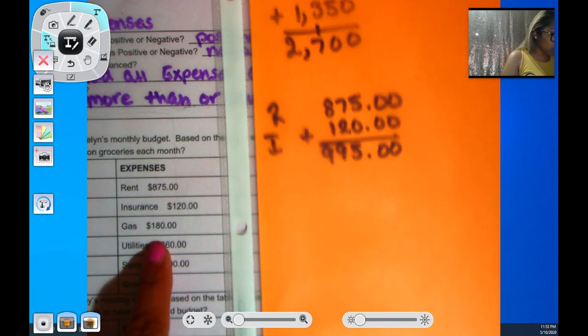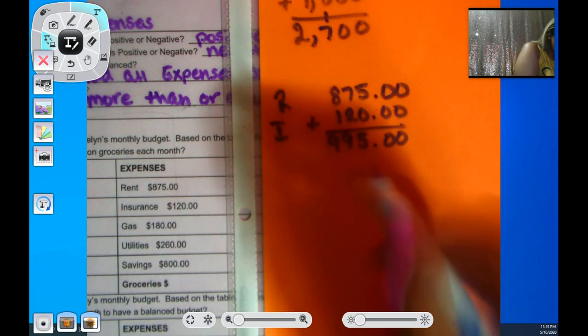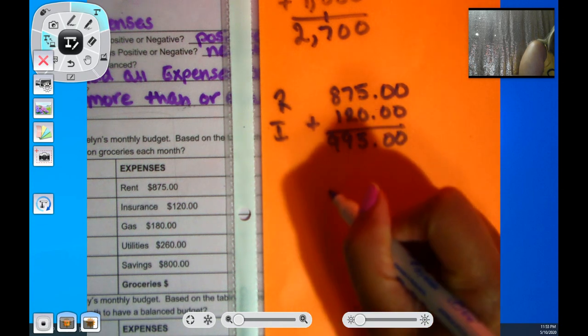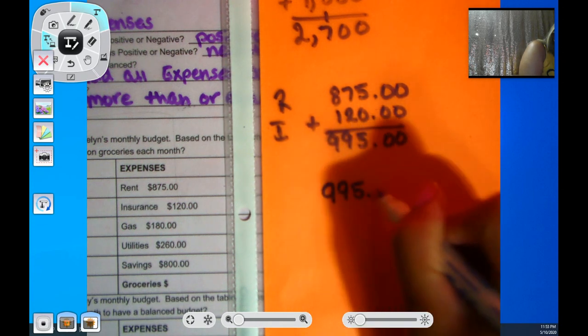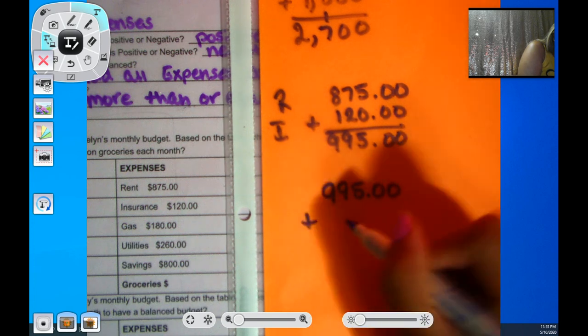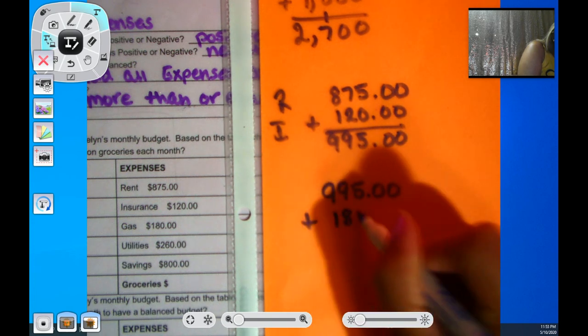Now let's add on the gas. So I am going to rewrite this 995 plus now my 180 for the gas.